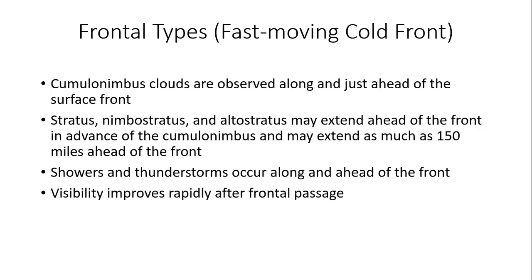Additionally, with a fast-moving cold front, you get cumulonimbus clouds, which are observed along and just ahead of the surface front. So these towering thunderstorm clouds form. You may get stratus, nimbostratus, and altostratus, the more layer-like clouds. They may extend ahead of the front in advance of these towering cumulus and cumulonimbus clouds, as much as 150 miles out ahead of the front. Showers and thunderstorms occur along and ahead of the front, again with the fast-moving cold front, and visibility will drastically improve after the frontal passage.